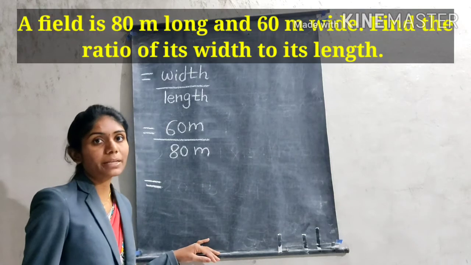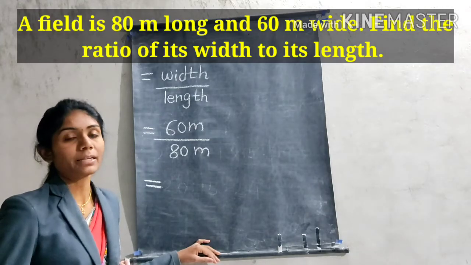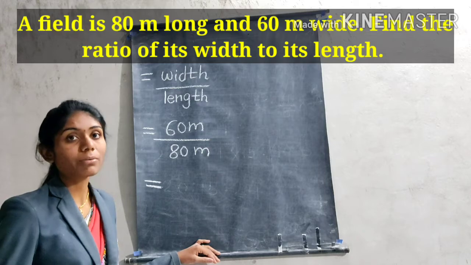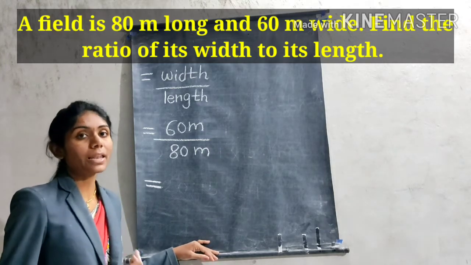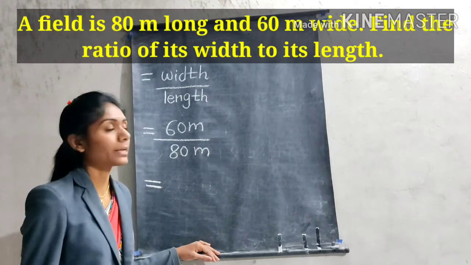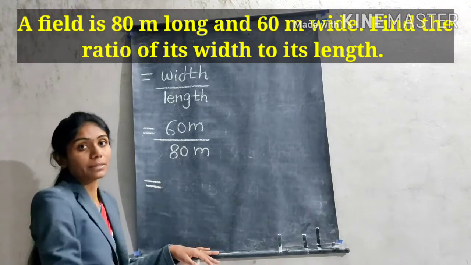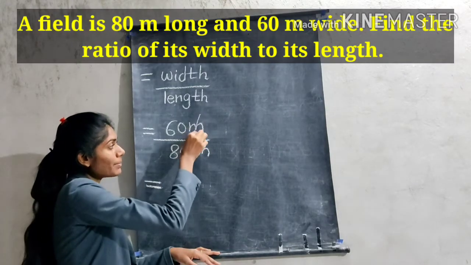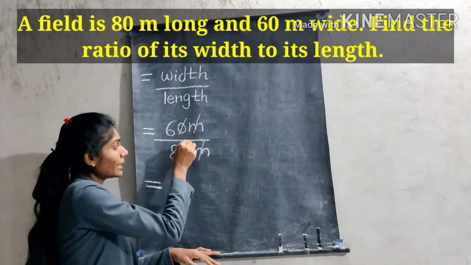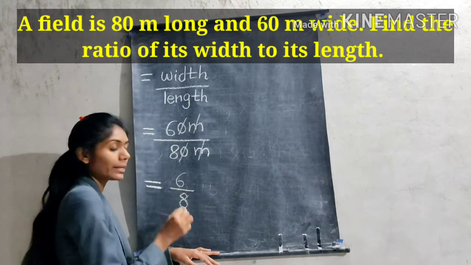The next example is a field is of 60 meter wide and 80 meter long. Find the ratio of its width to the length. So width upon length we want to find. So width value is 60 meter and length value is 80 meter. Now while simplification, meter will get cancelled, 0 0 will get cancelled. So at last 6 upon 8 is remain.